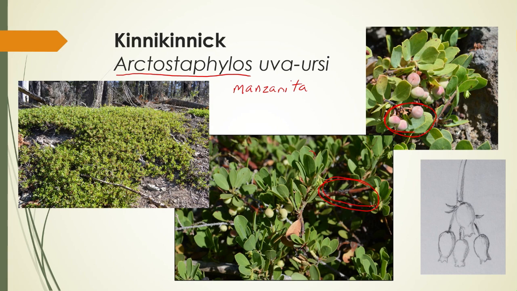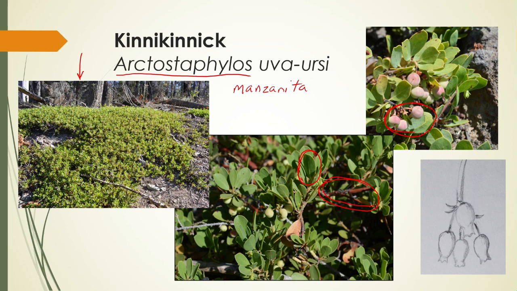That, combined with these glossy, evergreen, ovate, leathery leaves, really tells you that you have a manzanita. Some of the manzanitas are a little tricky to tell apart, but Kinnikinnick is a pretty easy one. It's this really low to the ground, mat-forming shrub. It is a woody plant. It's evergreen. It grows up in the forest, usually in some openings and rocky soils.